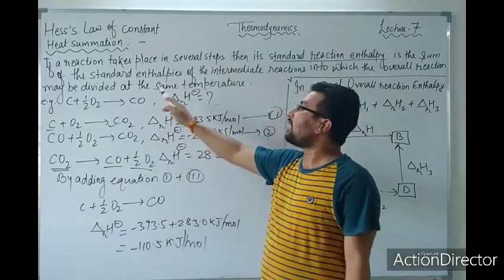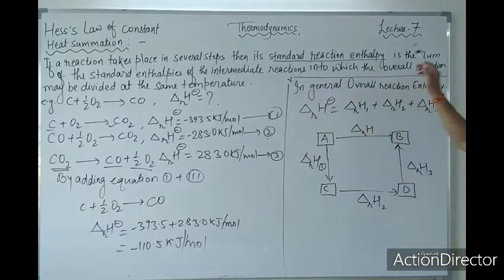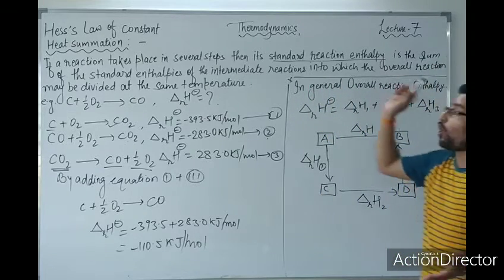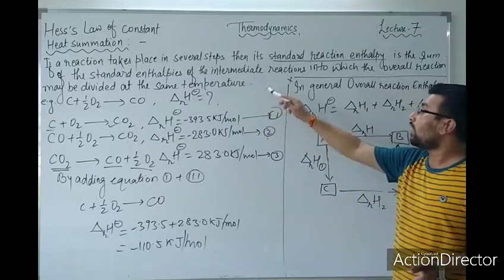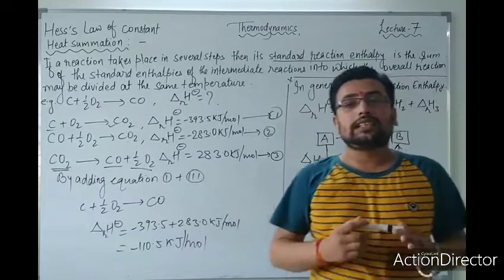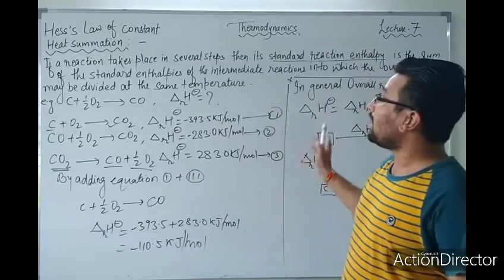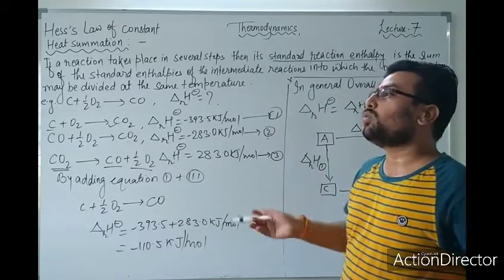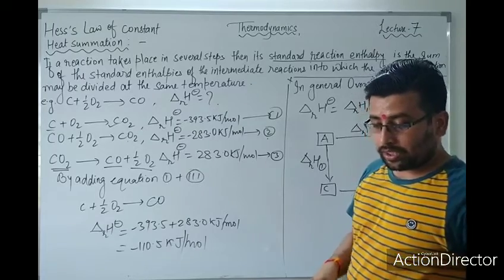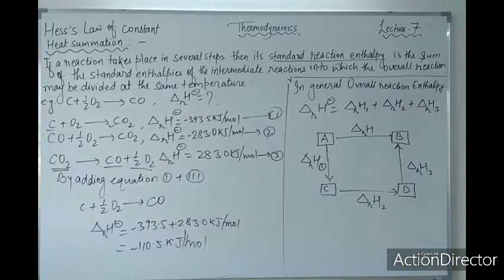What is Hess law? If a reaction takes place in several steps, then its standard reaction enthalpy is the sum of the standard enthalpies of the intermediate reactions into which the overall reaction may be divided at the same temperature. So to understand all this concept, you must know how to do the overall reactions. Got it, everyone? Hope all of you have understood. If you have any doubt regarding this Hess law, then you can drop it in the comment box so I can understand that you have this type of doubt, right?